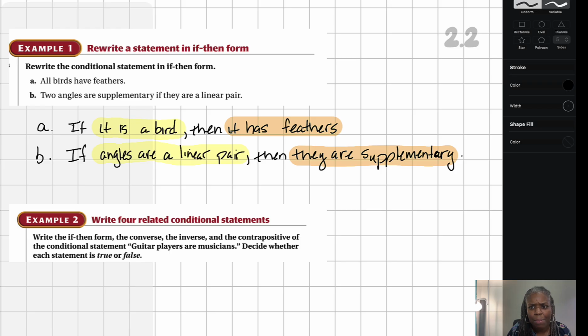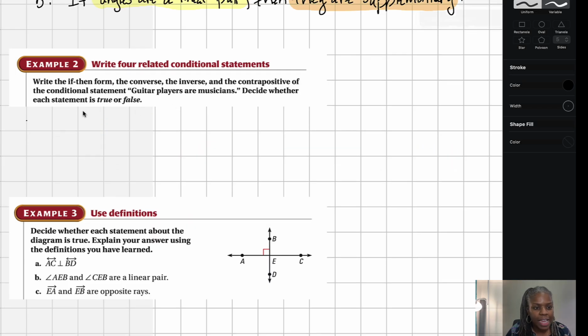Let's go on to example 2. In this case, we are going to rewrite this statement as an if-then statement. That's going to be our conditional statement. And then after that, we're going to take that information and write the converse, the inverse, and the contrapositive. So let's go ahead and take a moment to rewrite that as an if-then statement.